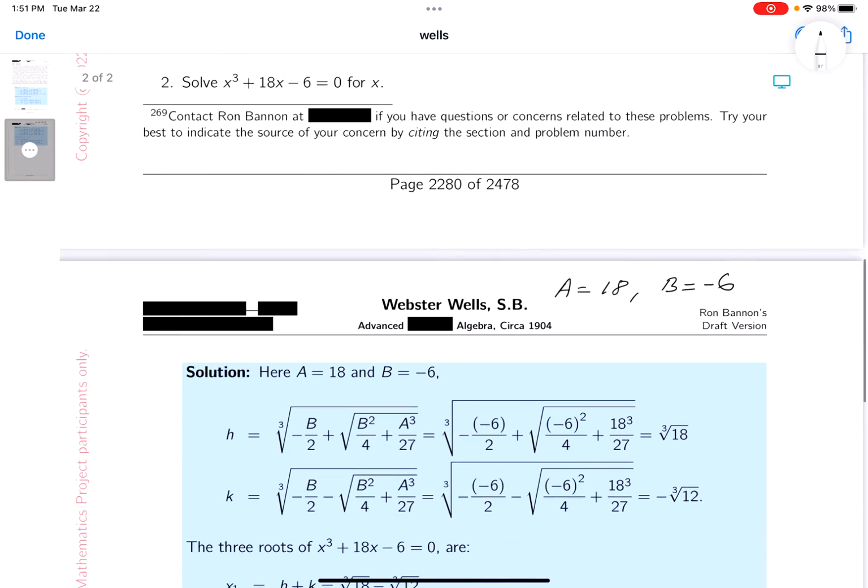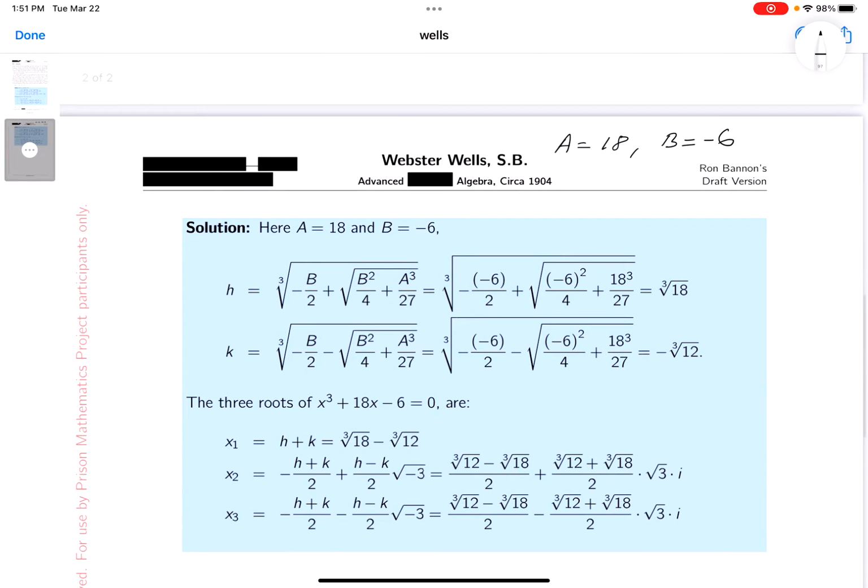You're going to plug it into the formulas, right? The formula for H, it's written down for you. You plug it in, and I'll do the arithmetic just to verify that this is correct. So I'm just plugging in the B is minus 6 and the A is 18. So it looks fairly simple. Let me put this over here. This will be equal to the cube root.